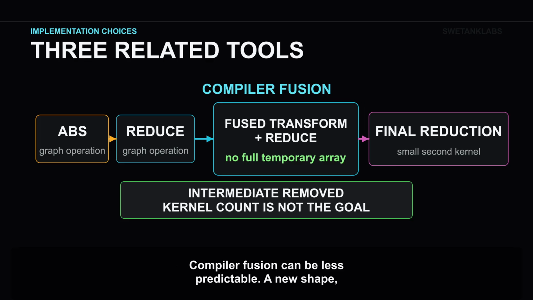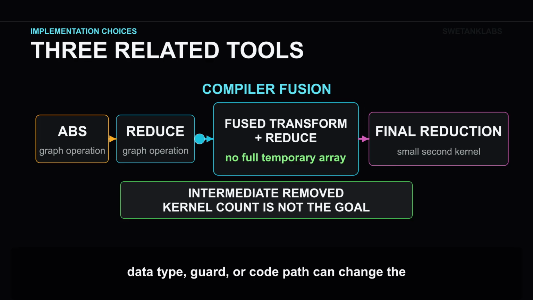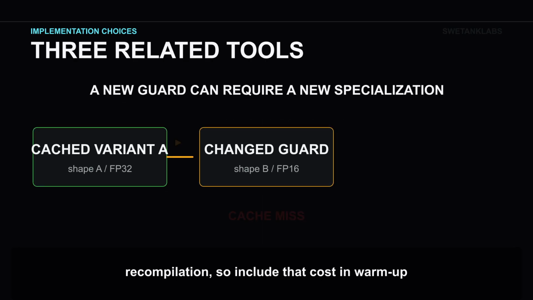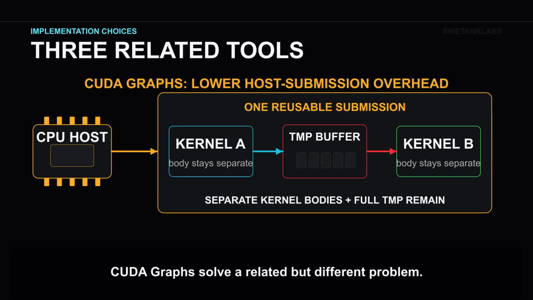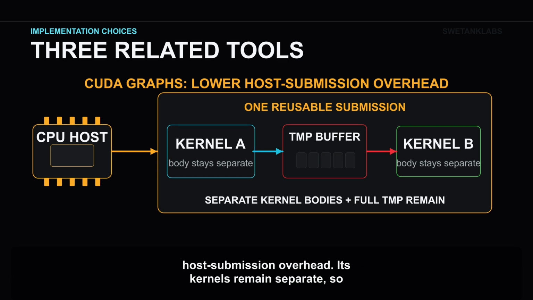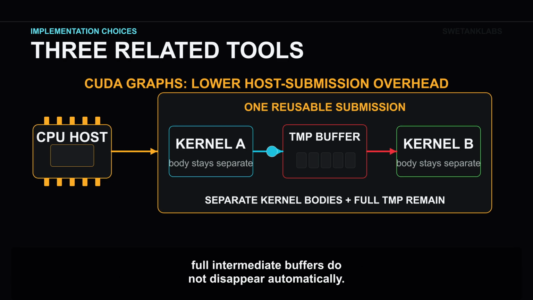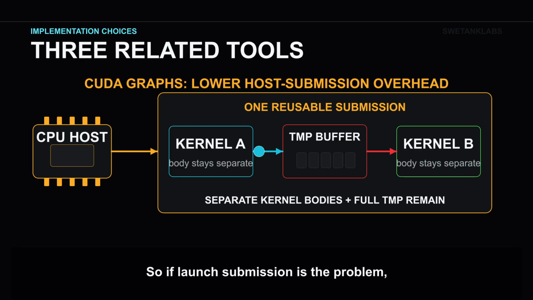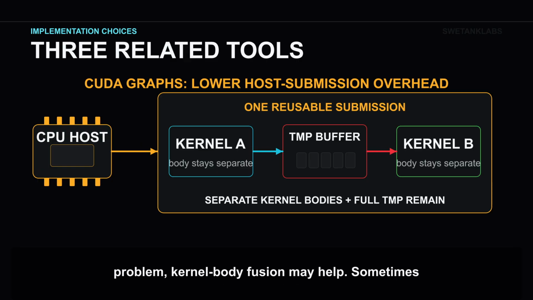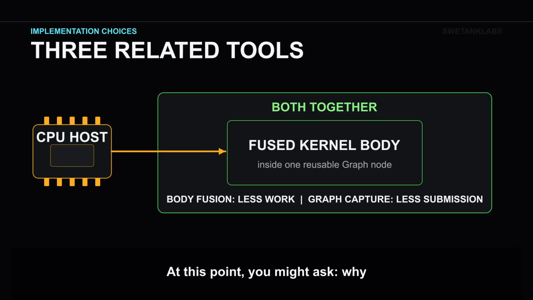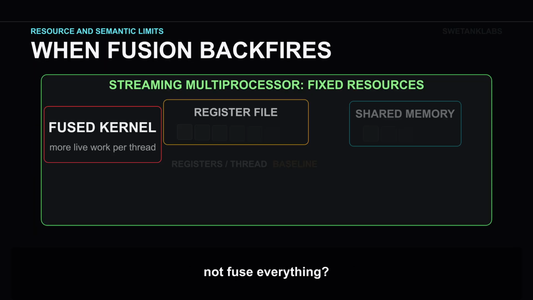Compiler fusion can be less predictable. A new shape, data type, guard, or code path can change the graph. In torch.compile, some changes can trigger recompilation, so include that cost in warm-up and latency measurements. CUDA Graphs solve a related but different problem. A graph packages repeated operations for lower host submission overhead. Its kernels remain separate, so full intermediate buffers do not disappear automatically. So if launch submission is the problem, a graph may help. If global memory intermediates are the problem, kernel body fusion may help. Sometimes you use both.